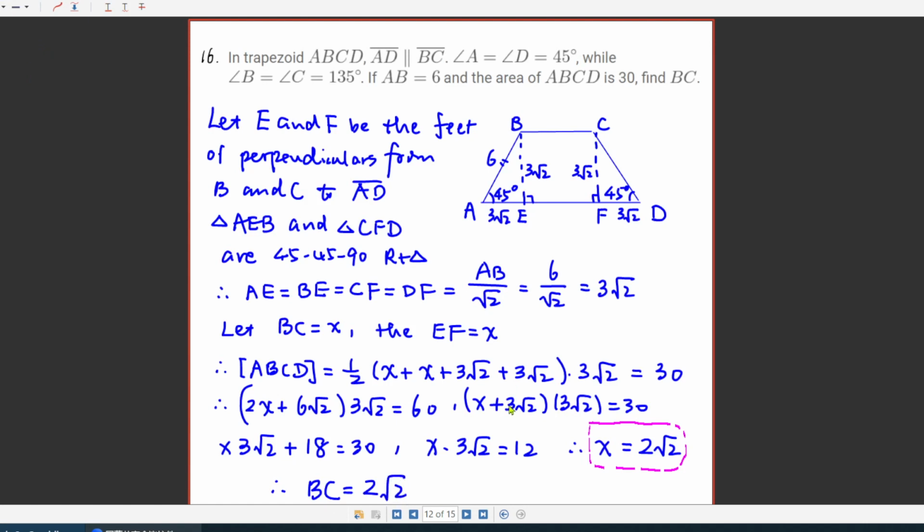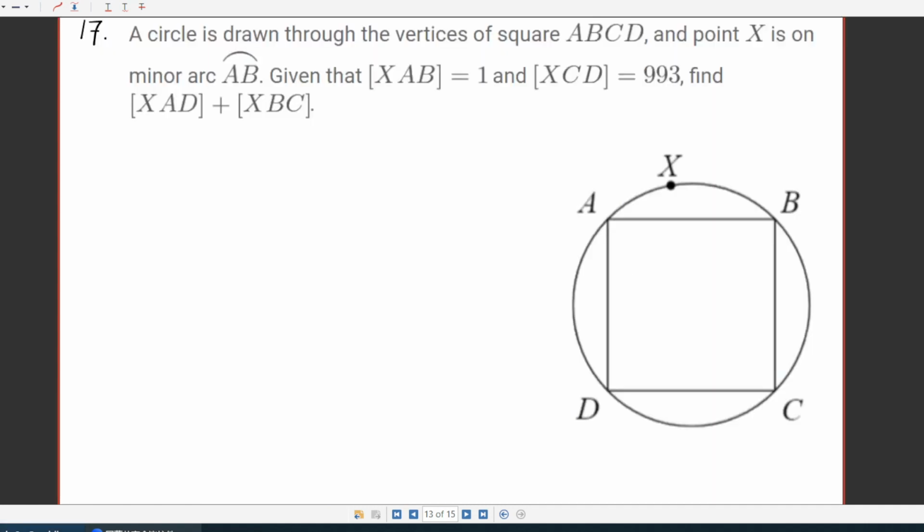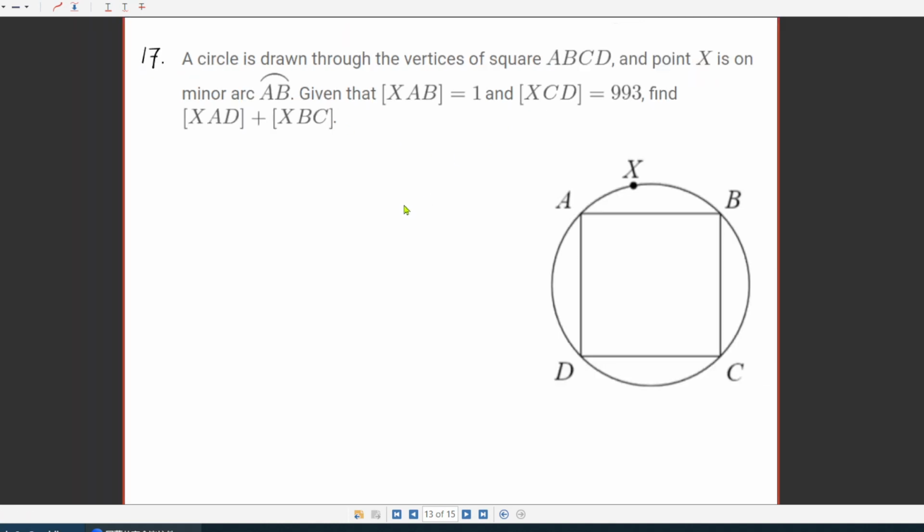Okay, have a look at the solution here and let me know if you have any questions, okay? Next question then, question 17. So here we have a circle. A circle is drawn through the vertices of a square ABCD, and point X is on minor arc AB. So this is a minor arc AB.